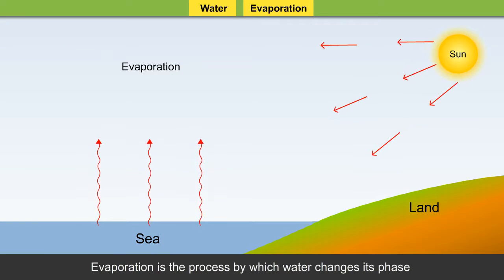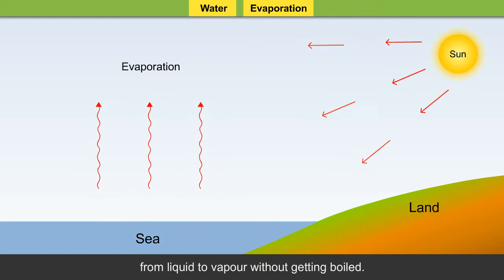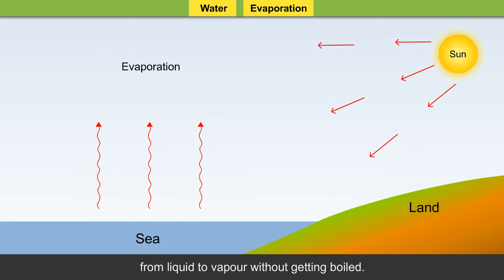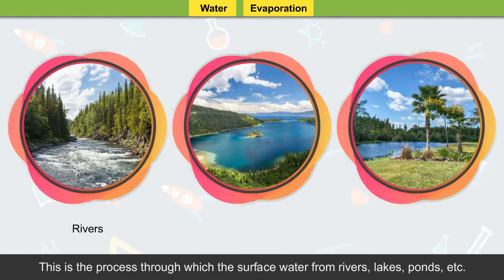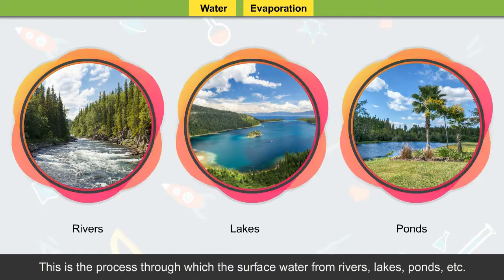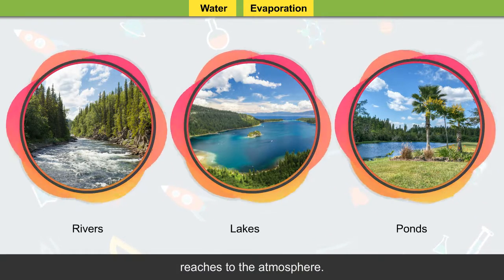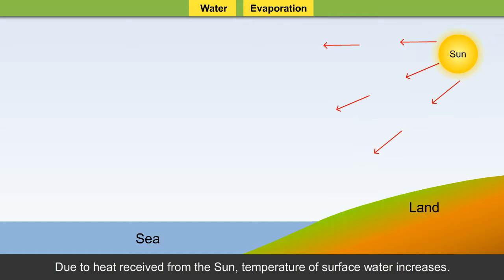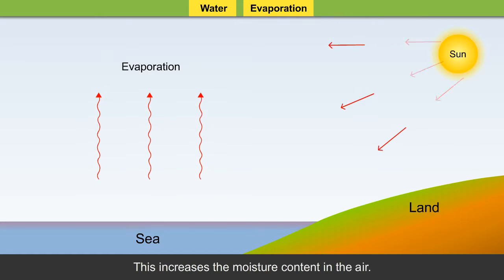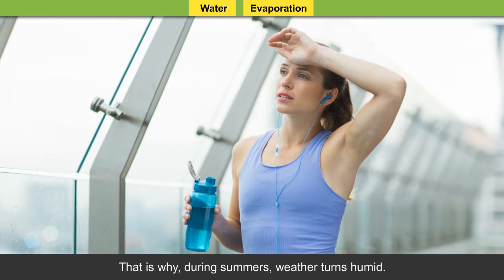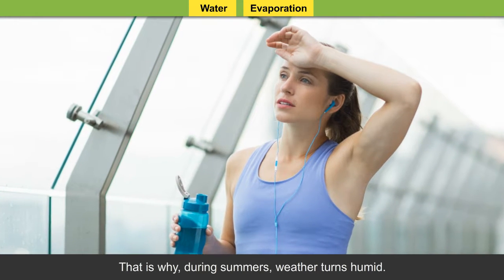Evaporation. Evaporation is the process by which water changes its phase from liquid to vapor without getting boiled. This is the process through which the surface water from rivers, lakes, ponds, etc. reaches the atmosphere. Due to heat received from the sun, temperature of surface water increases. This causes evaporation at a faster rate. This increases the moisture content in the air. That is why during summers, weather turns humid.